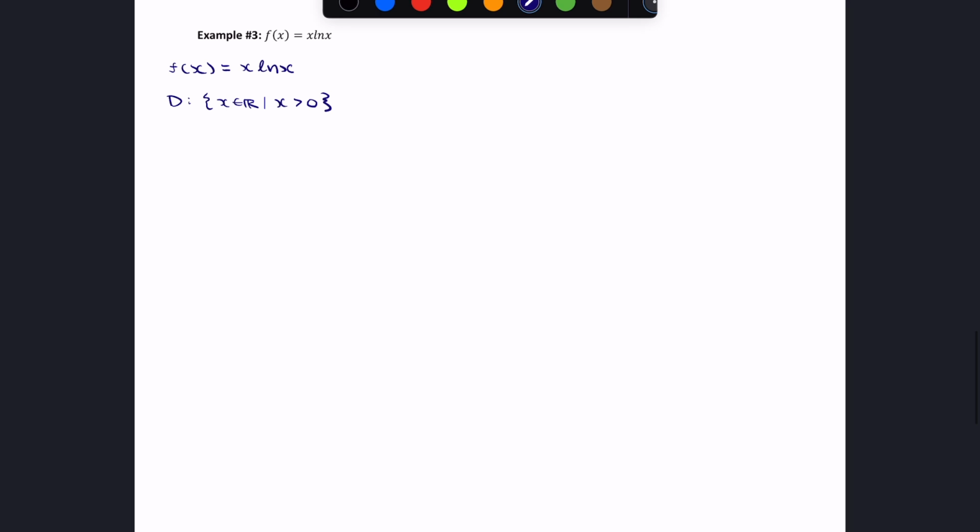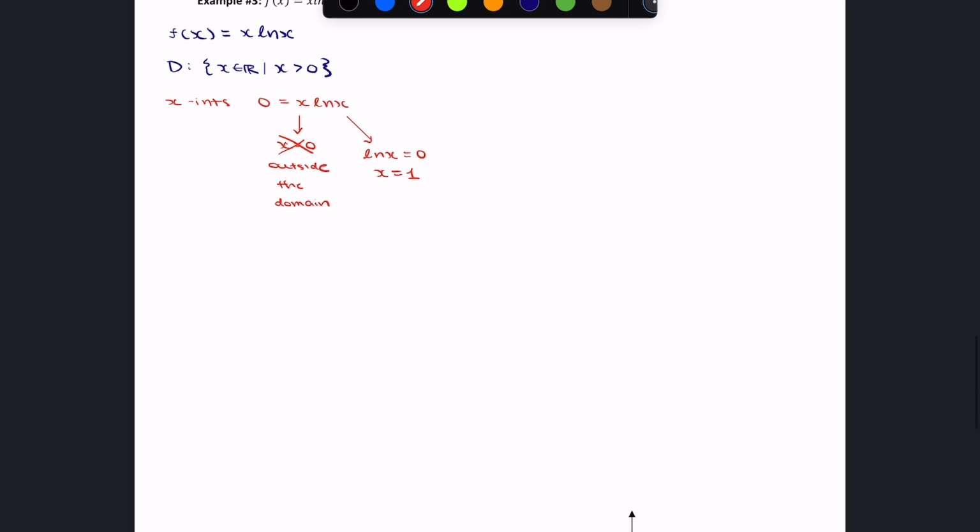Our x-intercepts, we have 2 here. So for our x-intercepts, if we make it equal to 0, 0 is equal to x ln x. Either x is equal to 0, which can't exist because it's outside the domain, or ln x is equal to 0, which means that x is equal to 1. So we have an x-intercept at x equal to 1. And here we have no y-intercepts.